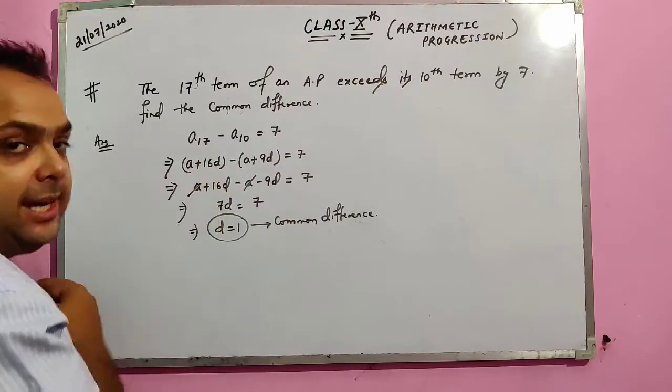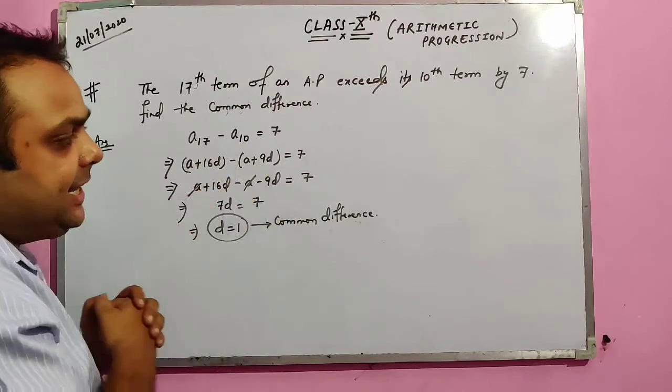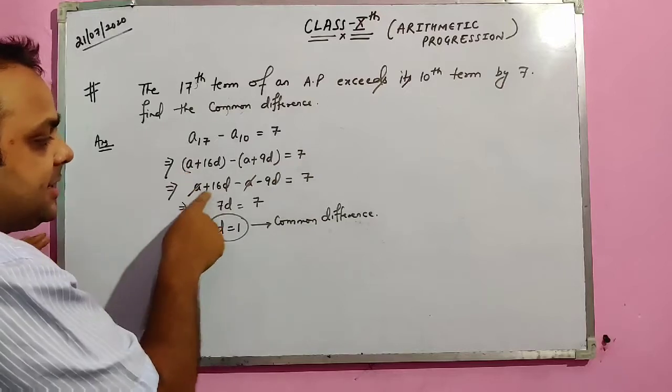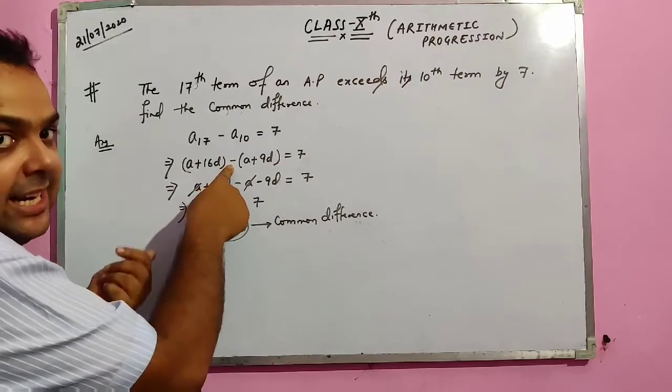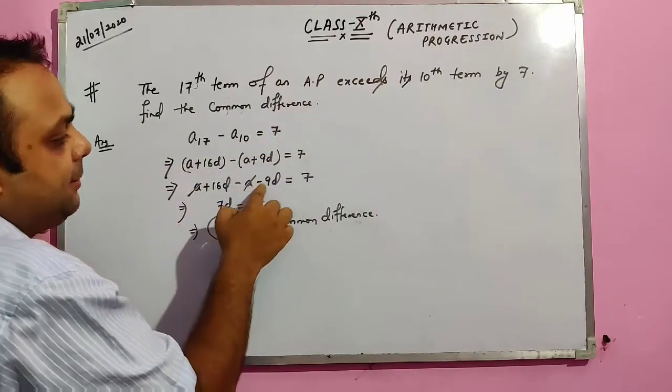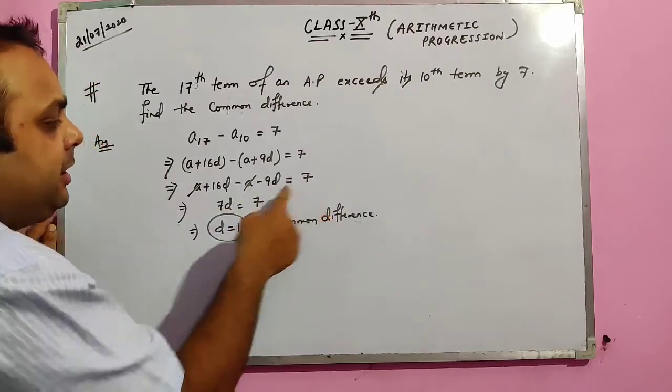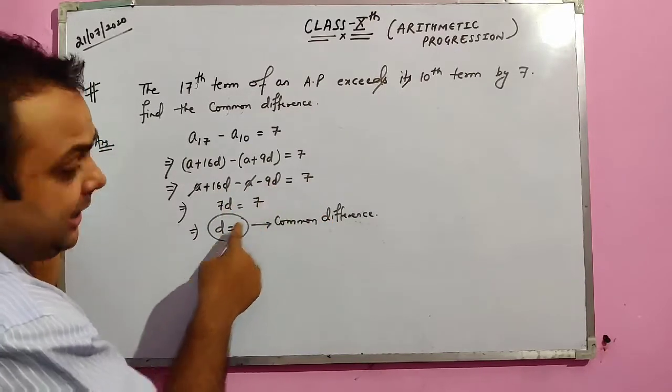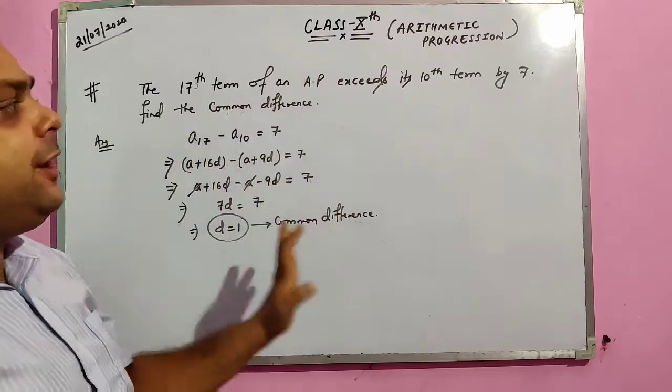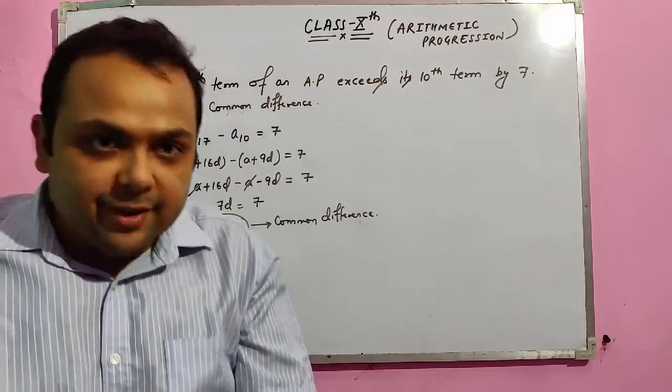a17 is a + 16d, a10 is a + 9d, equal to 7. So (a + 16d) - (a + 9d) = 7, where we have to change the signs with the negative: a + 16d - a - 9d = 7. 7d = 7, d = 1. Now in this way you can calculate the common difference.